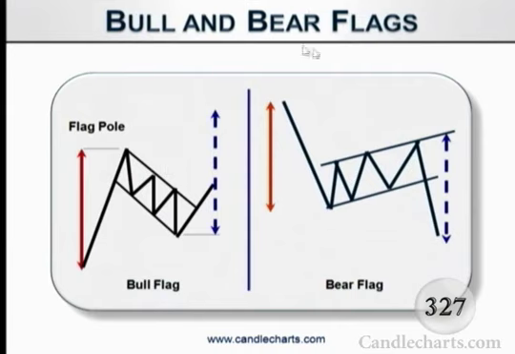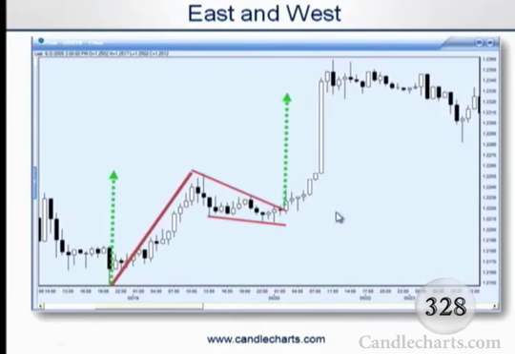A falling three methods, long black real bodies, a series of small real bodies, and another black body that closes under the first black real body is similar to a bear flag. Okay, so this is a traditional bull flag. Market ascends, gets overheated, it corrects either with a down channel, or if it looks like a triangle, it's actually called a pennant. And that's your target over here.